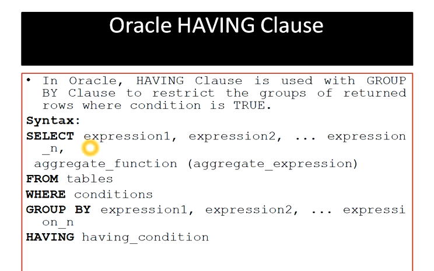The syntax is: SELECT expression 1, expression 2, up to expression n, aggregate function and aggregate expression. I have already illustrated this aggregate function and aggregate expression in the last lecture, so go through it. FROM tables WHERE conditions GROUP BY expression, in exactly the same sequence, expression 1, expression 2, up to expression n. HAVING condition, this will be at the last. So now it performs that GROUP BY operation, but with respect to this HAVING condition. It will be more clear if I take a practical example.